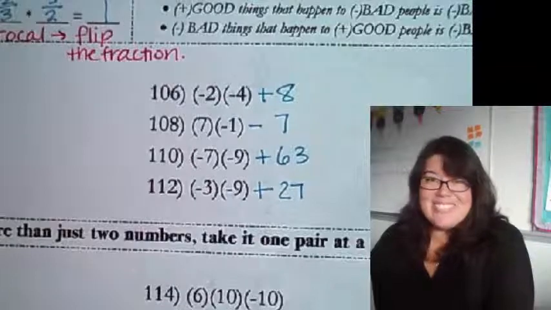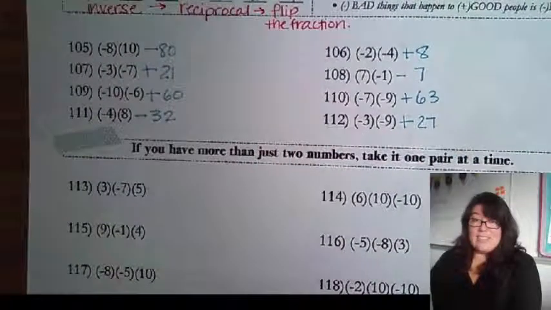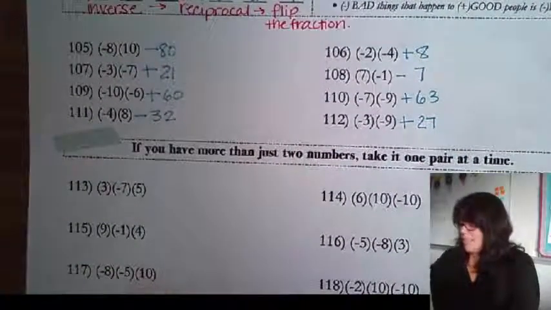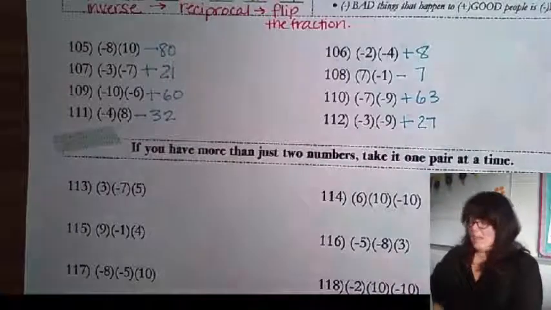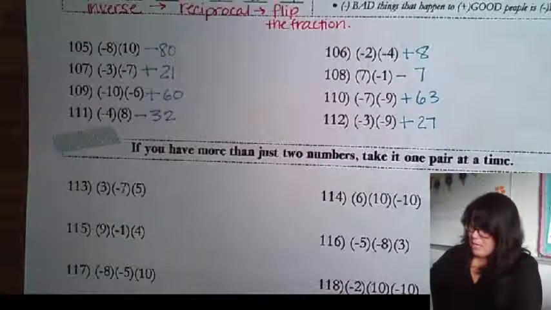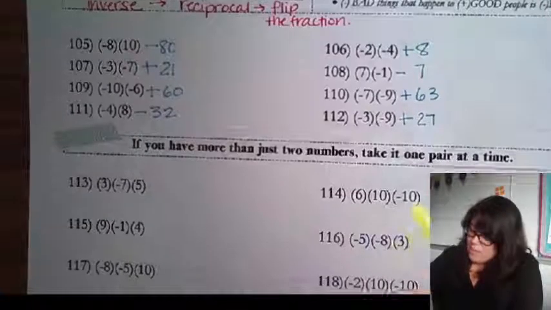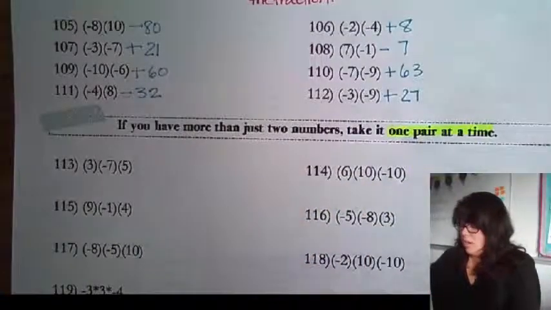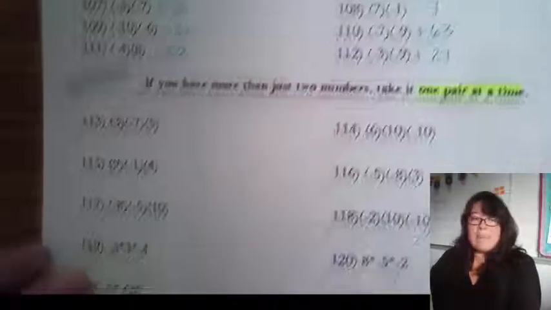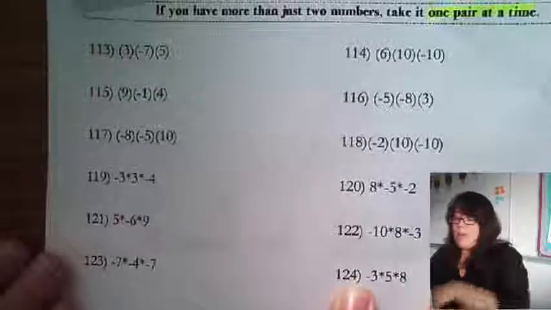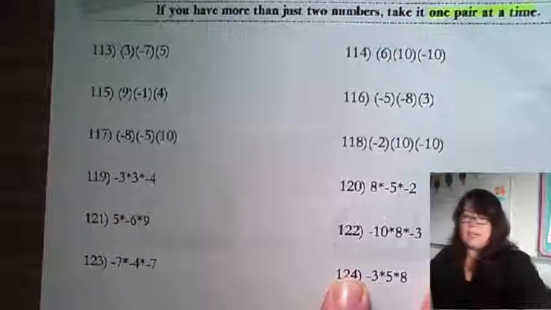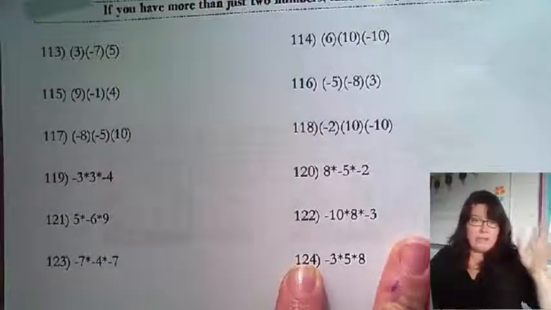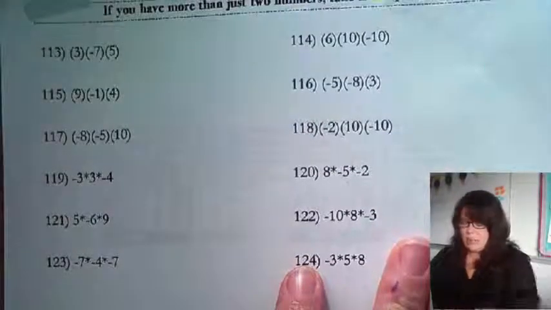How'd you do? Let's take a look at the next set of numbers. And basically all it says, just like it said in concepts 2 and 3 and even 1, if you have more than just 2 numbers, take it 1 pair at a time. We can do that. But again, if you start out by checking your signs first, you're going to make this so much easier on yourself because you won't even have to worry about the sign, and that's the trickiest part.